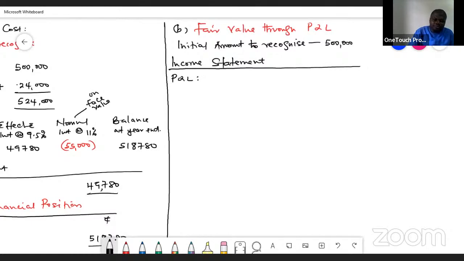So P&L. On the P&L, we have the transaction cost. It will come as an expense. How much? 24,000.